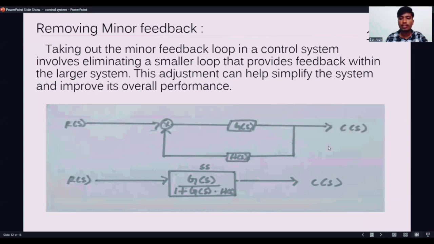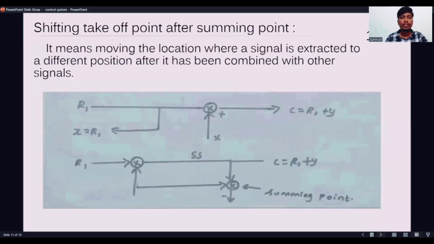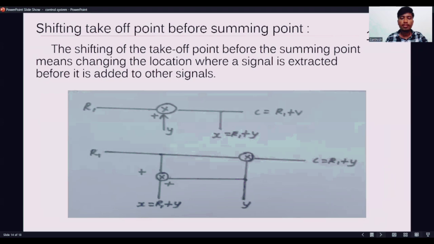So here is an example figure or diagram for removing a minor feedback, and then shifting takeoff point after the summing point. It means moving the location where a signal is extracted to a different position after it has been combined with other signals. Here's the diagram to show how the takeoff point is shifted after the summing point, and then shifting takeoff point before the summing point.